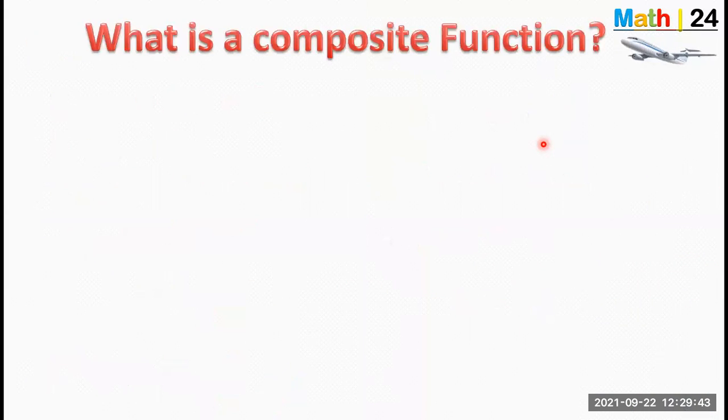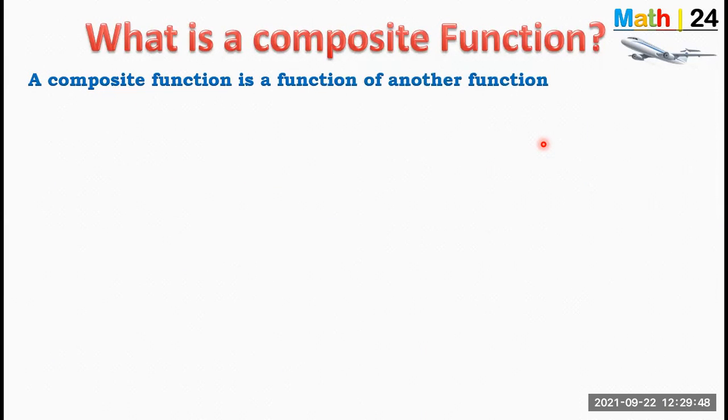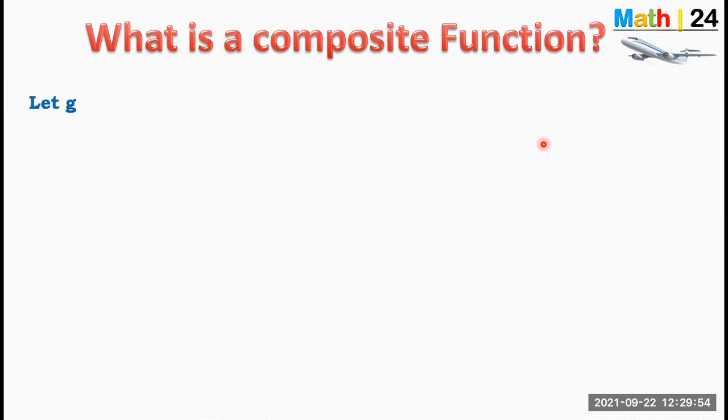Now, guys, let's look at the composite of a function. What are composite functions? A composite function is a function of another function. Those are composite functions. So let f and g be functions. Some composite functions will be as follows. These are some examples of composite functions.